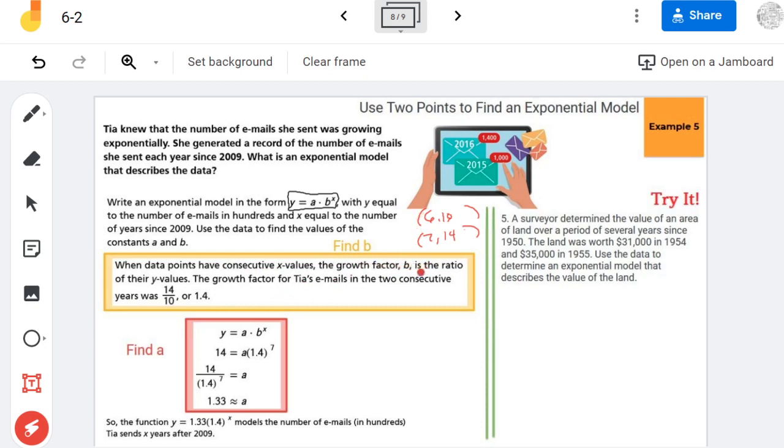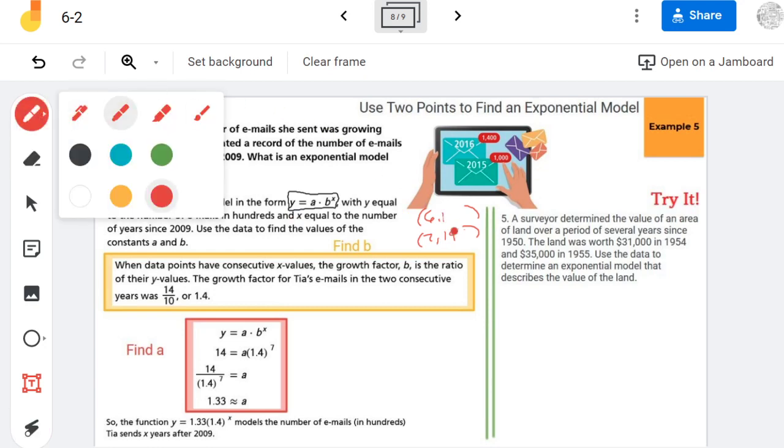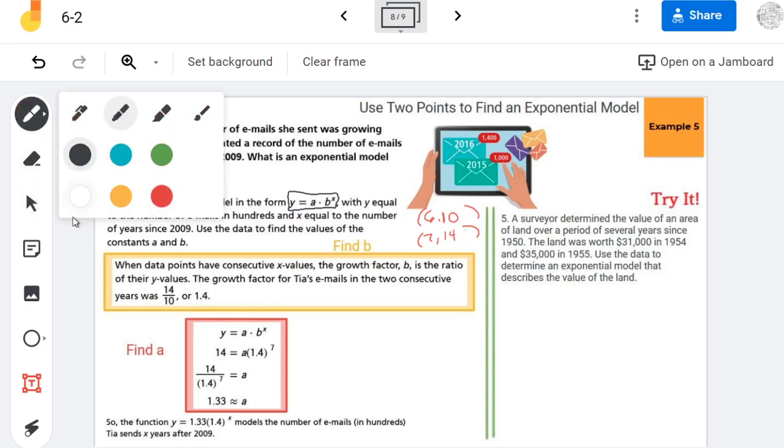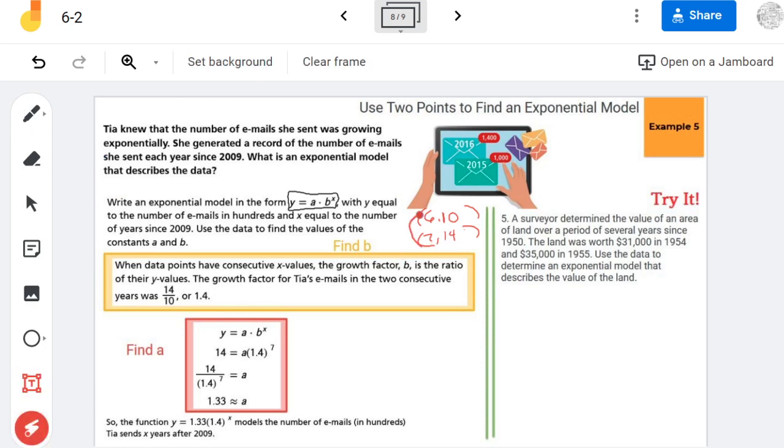What you could do is describe the growth factor, this B value, as the ratio of the y values. All they did was take the 14 and divide it by the 10. It's important that you are doing 14 divided by 10 and not 10 divided by 14, because 14 is after the 10, essentially. Like on the model, 7's after 6. So this is the right-hand point divided by the left-hand point. Anyway, they did 14 divided by 10, and that's where they got 1.4 for their B value.